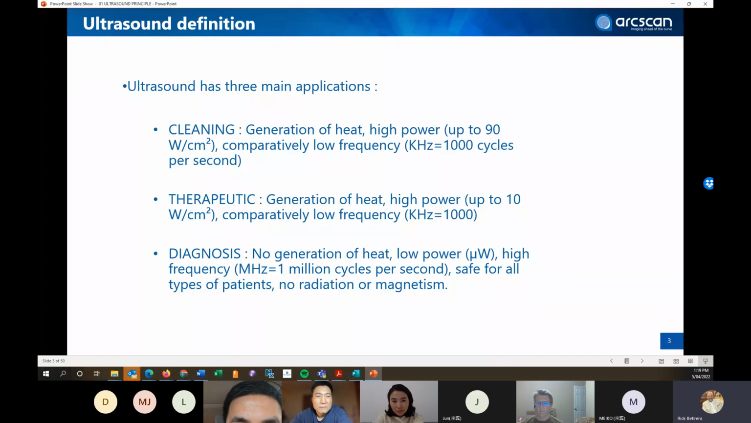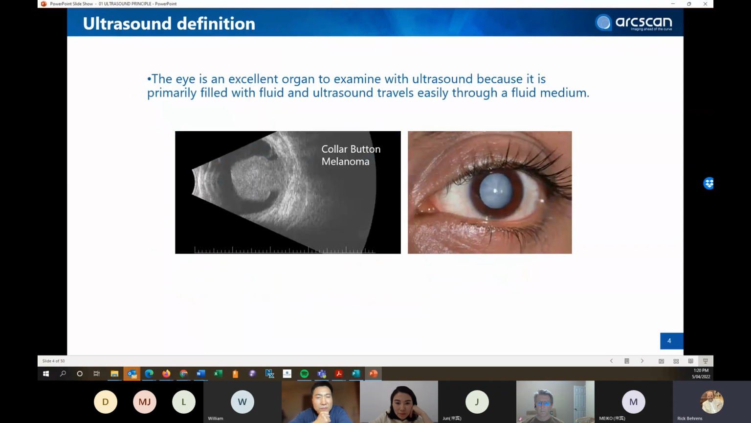Also, the ultrasound can be used as a therapeutic. So when we use phaco machines, we are using ultrasound power to destroy the crystalline lens. Now, diagnostic ultrasound is a type of ultrasound that uses really low power. We're talking about microwatts. The idea is that it is safe and you can use it as many times as you want.